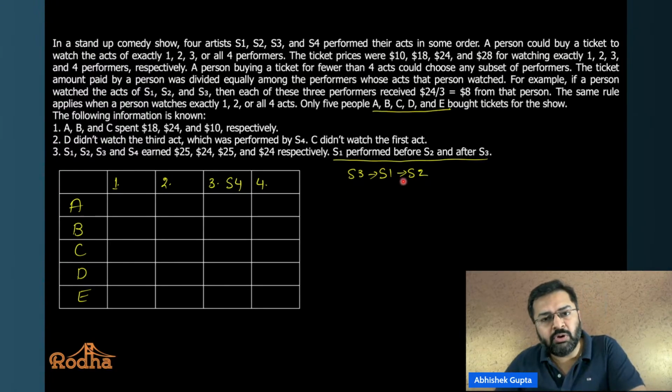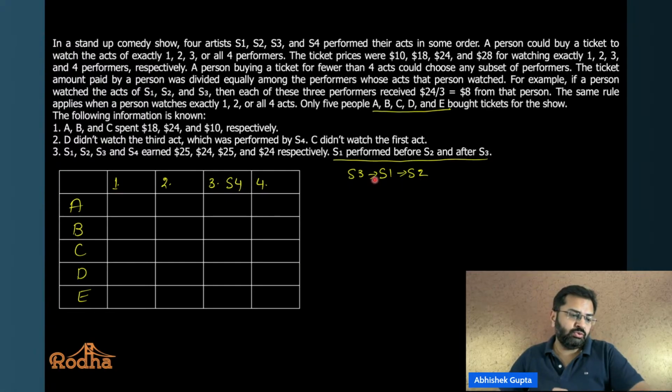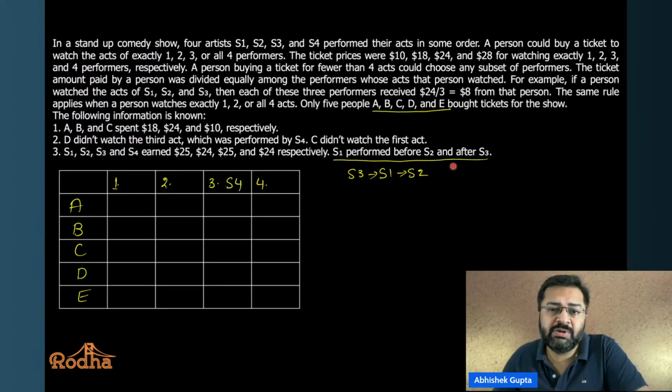Now, if you look at this order here, S1 performed before S2. You can see this S1 performed before S2. Assume that they are moving in this order, right? So this guy comes before this and after this. This comes before S1 and S2. So S1 performed before S2 and after S3. So S3, then S1, then S2. So S3, S1, S2. But it is their relative order of these three, S1, S2, S3.